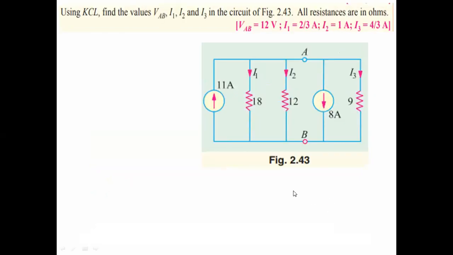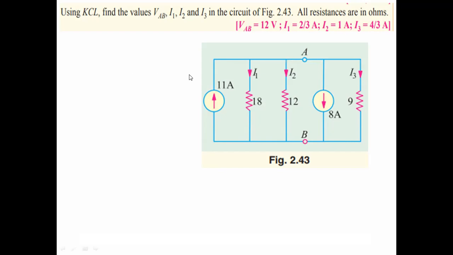So for this network, we have to find VAB, the voltage drop across A and B. Here we have I1, I2, and I3, a current source of 11 amperes and a current source of 8 amperes. So you have to observe the current directions. First of all, we have to find the voltage drop.